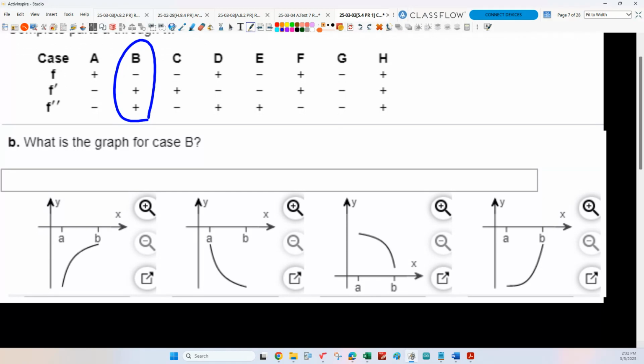Has to be this guy, right? How come? Because it is below the x-axis, increasing function, concave up. So tangent line should sit above or below? Below. There you go. It's got to be number 4. Okay?